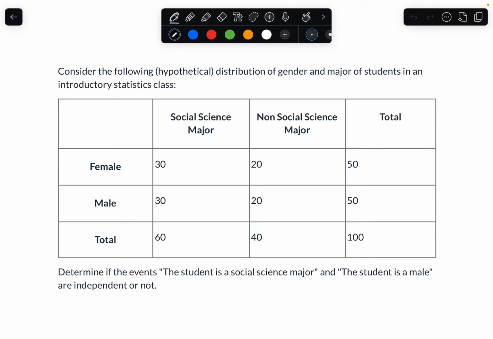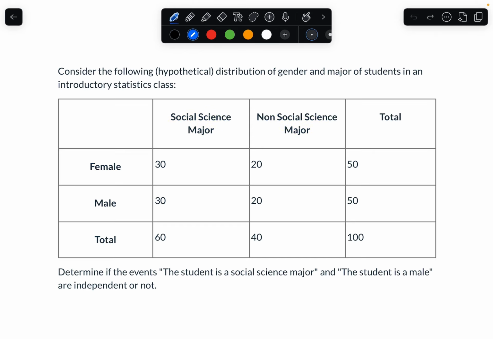In this last video, we'll talk about how to determine whether two events are independent or not. So this says we have a hypothetical distribution of gender and major of students in an Intro to Stats course, and then whether the student was a social science major or a non-social science major, and whether that student identified as female or male.